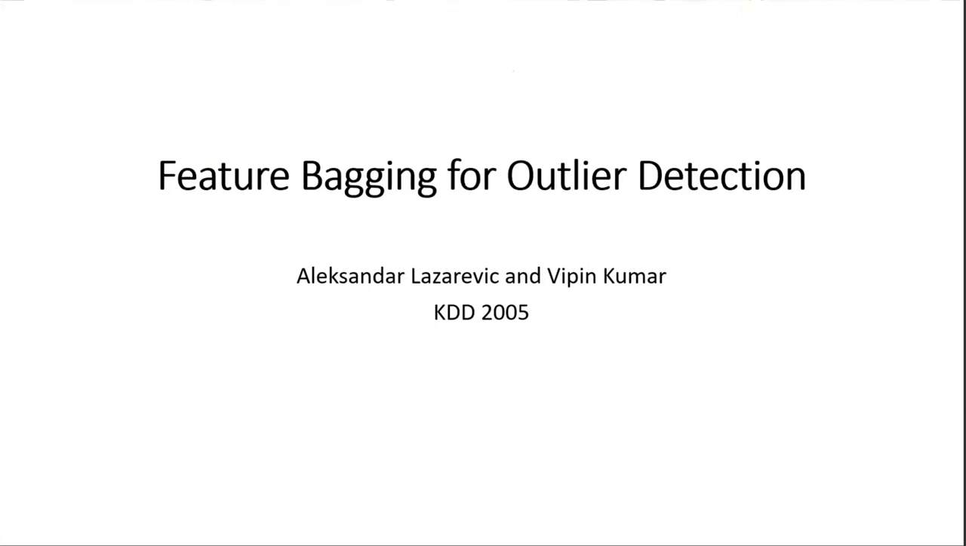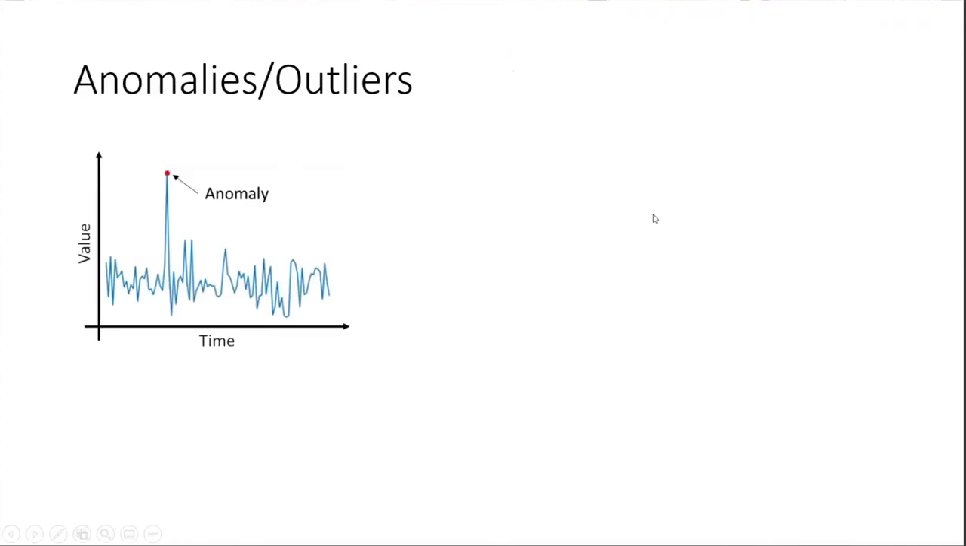So this is a paper published in KDD 2005. Okay. Just a few words on anomalies, or outliers. For this paper, they use both words as synonyms.